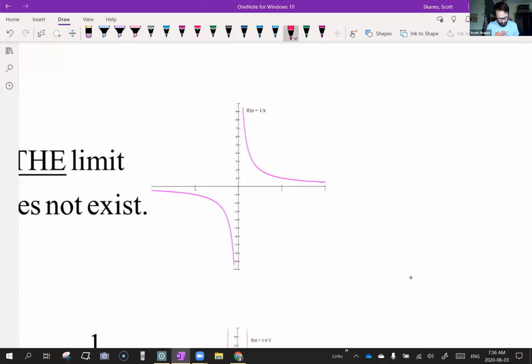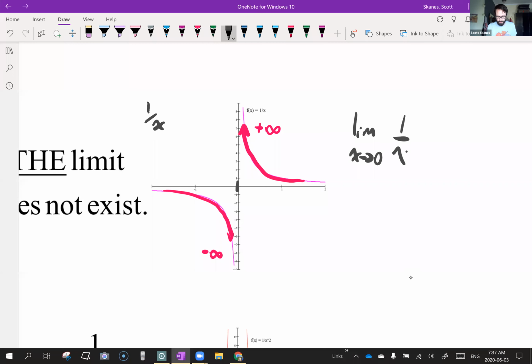This is the function 1 over x. As we get closer and closer to this 0 point from the right, what happens? Well, it's shooting off to infinity. I'll tell you that for free, positive infinity. As you get closer and closer to 0 from the left, it shoots off to negative infinity, which is why when we get the limit as x approaches 0 of 1 over x, it actually doesn't exist. That's what it's talking about in these notes.